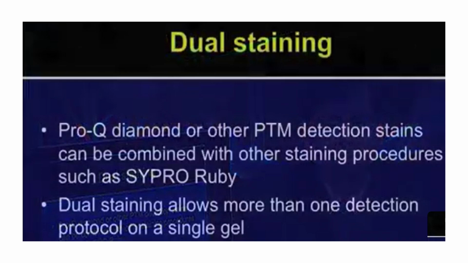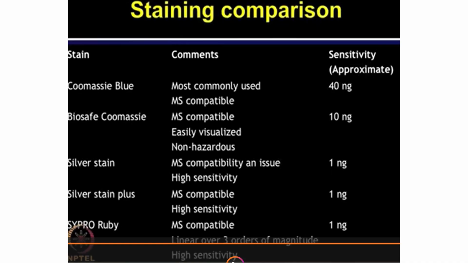Then dual staining allows you more than one detection protocol on a single gel, basically. So you will have a single gel itself, and in that single gel, you will be staining with two different dyes, like the dyes we discussed. That's nothing but dual staining, and it basically allows more than one detection protocol on a single gel.